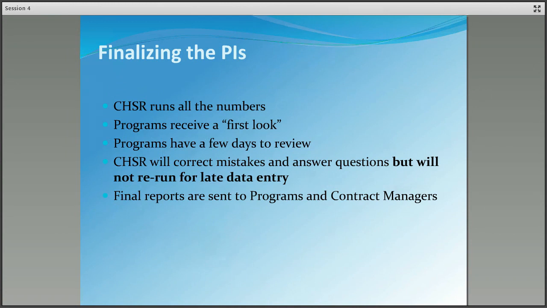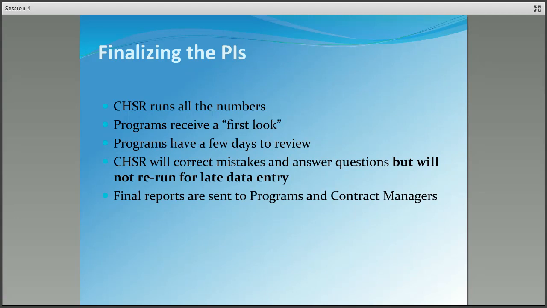So, we've gone through all of the indicators and discussed how they're calculated. Time to finalize the process. Once the exemptions that we discussed earlier are taken care of, CHSR will run the data and email each program their numbers. We call it the first look, but in reality, you had the first look earlier in the month. So you should know what to expect.